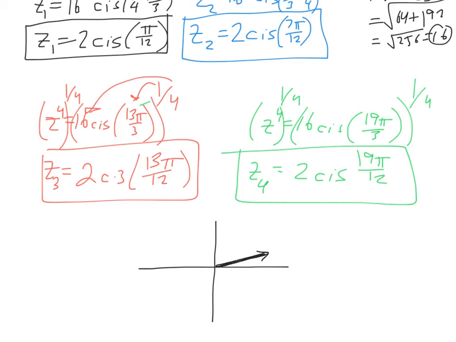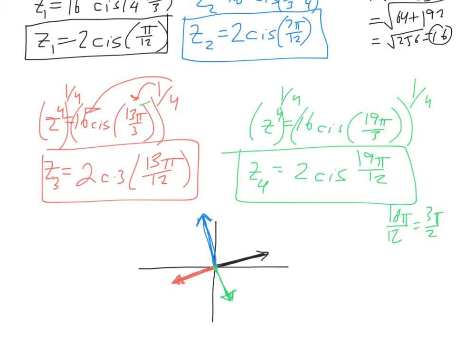Where is 2 cis 7 pi over 12? 7 pi over 12 would be like just a little bit past pi over 2. This would be 2 cis 7 pi over 12. What about 2 cis 13 pi over 12? 13 pi over 12 should just be a little bit past 12 pi over 12, which is pi. So this would be 13 pi over 12. Do you see what I'm going to be getting at here? 2 cis 19 pi over 12? That's just a little bit past 18 pi over 12, which is 3 pi over 2. This one is right here.